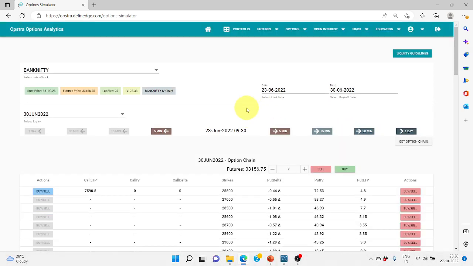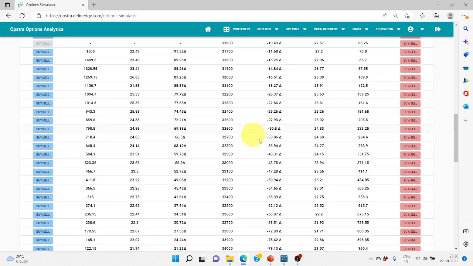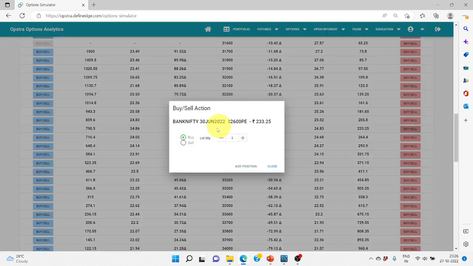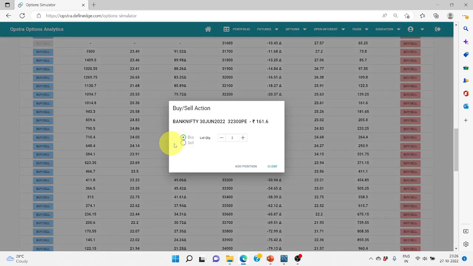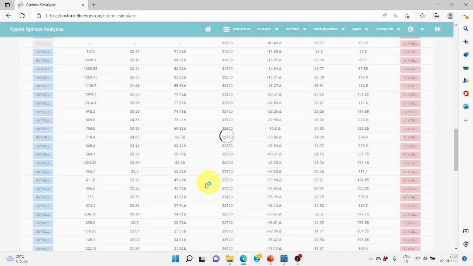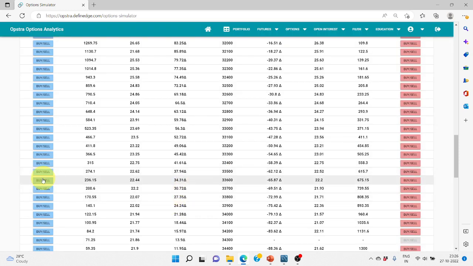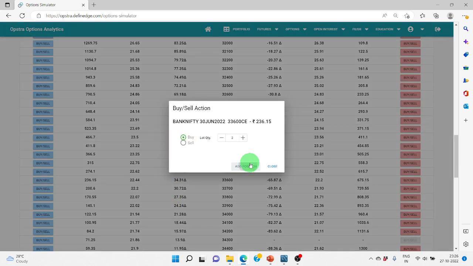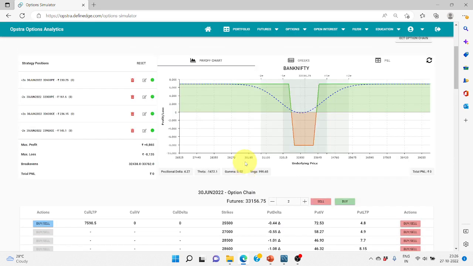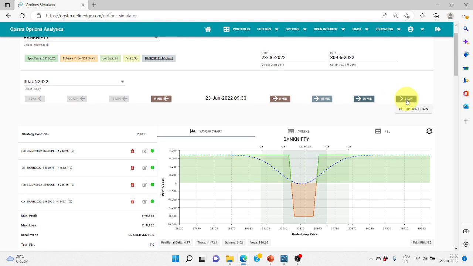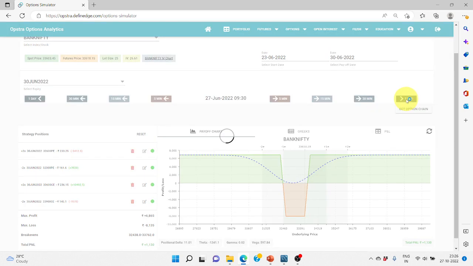If you have time, you can see the others as well. 33,000 is the spot, so 32,600 we are buying, 32,300 we are selling, 33,600 we are buying, 33,900 we are selling. So our payoff chart is going to look like this. So from here we'll move on to the next days.